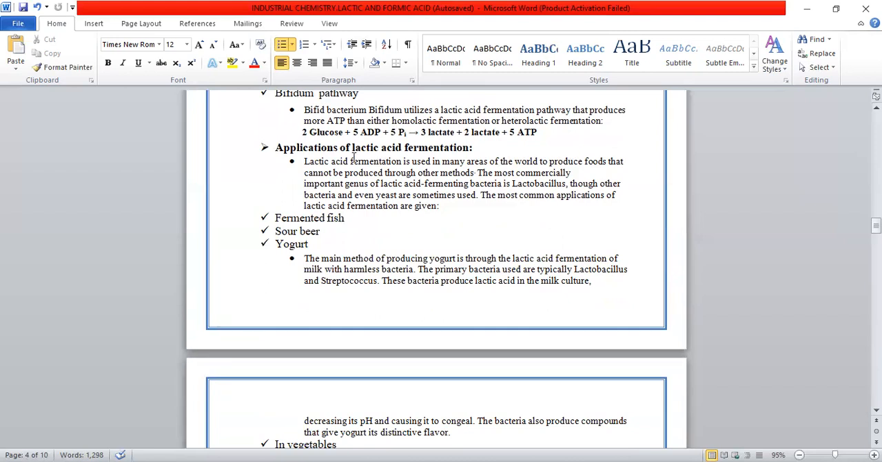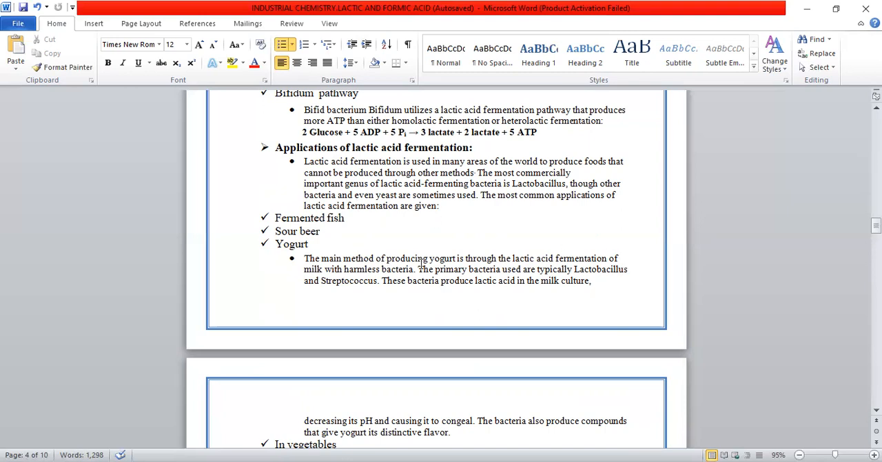Then we will discuss applications of lactic acid fermentation. Lactic acid fermentation is used in many areas of the world to produce foods that can't be produced through other methods. The most commercially important genus of lactic acid fermenting bacteria is Lactobacillus, though other bacteria and even yeast are sometimes used. The most common applications of lactic acid fermentation are given. First one is fermentation, second one is sorbet, and third one is yogurt.